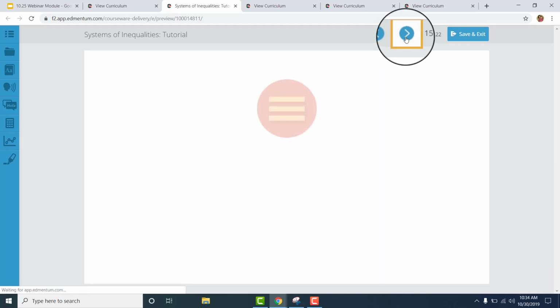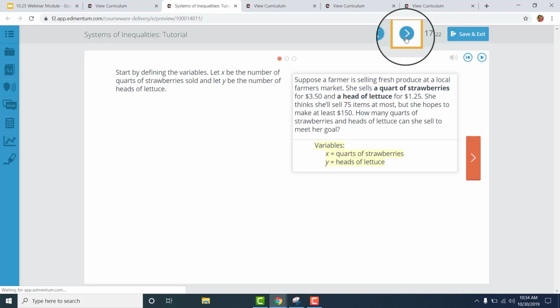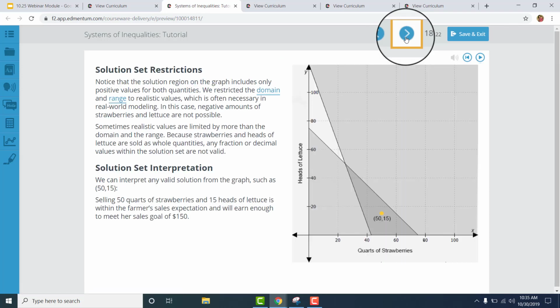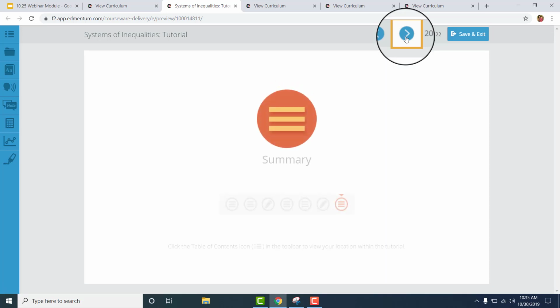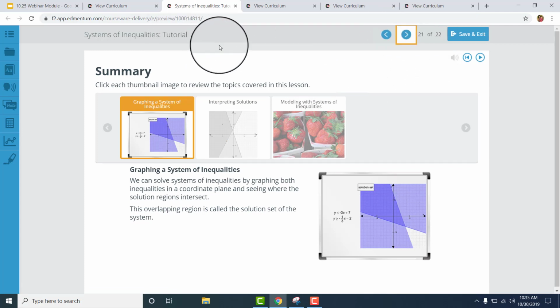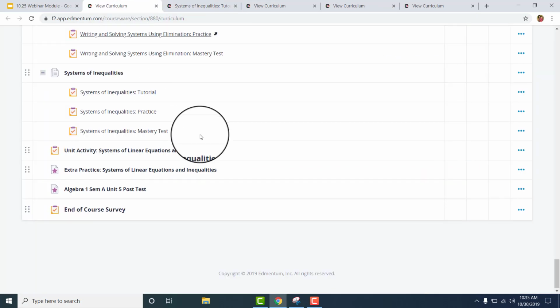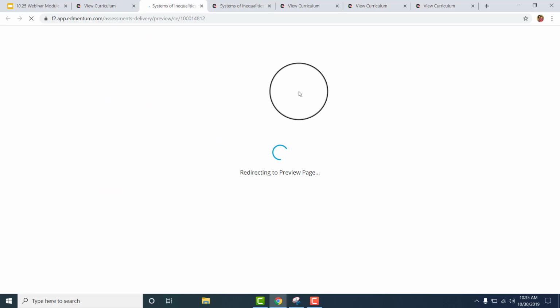More checks for understanding. Many examples. Another lesson activity. And a summary. Within the same module, we have a practice.